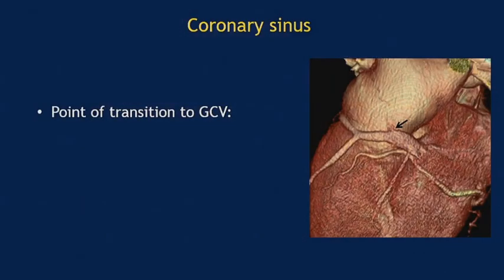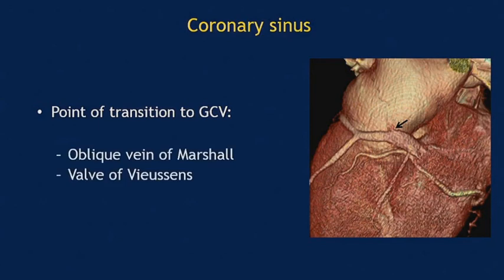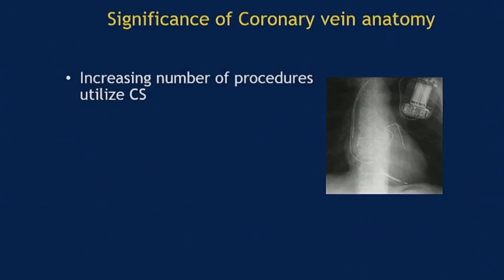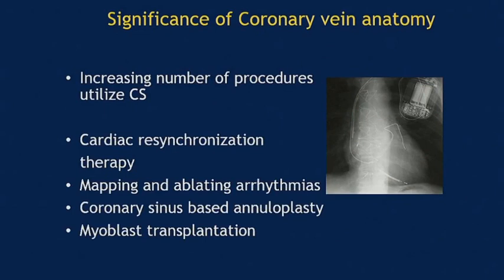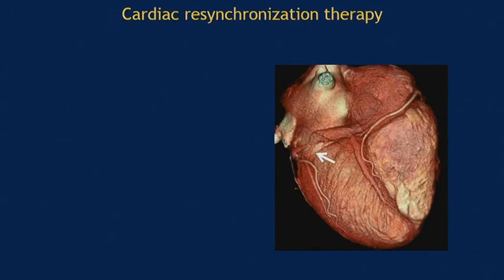So the point of transition, again, is something which you may or may not see on imaging all the time, but one of the important landmarks is where the remnant vein, the oblique vein of Marshall, drains into the coronary sinus right here, which marks the demarcation between the coronary sinus and the great cardiac vein. Internally, it's marked by the valve of Vieussens, something you don't see on imaging. But the important thing is to have a rough idea about where the great cardiac vein transitions into the coronary sinus. There are a lot of procedures which utilize the coronary sinus, and therefore electrophysiologists in our place sometimes require these CTs for vein mapping.